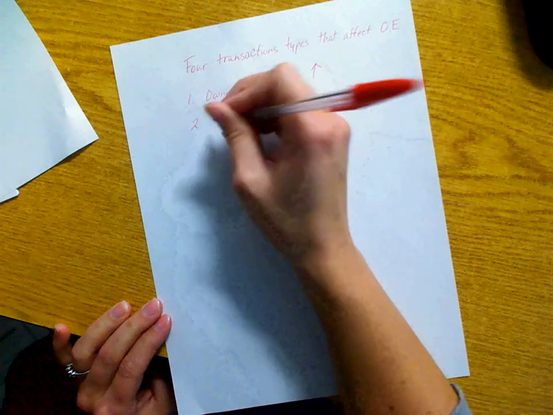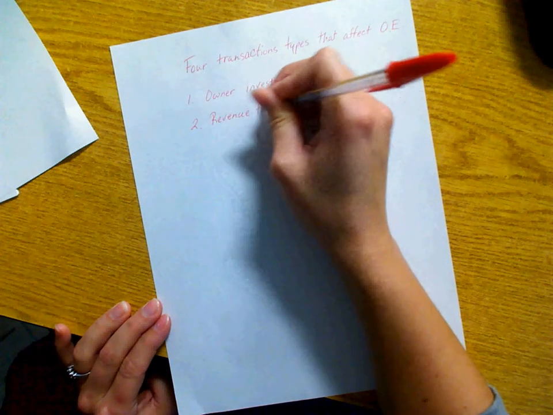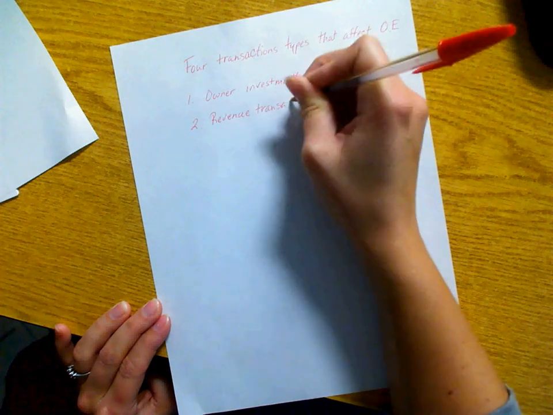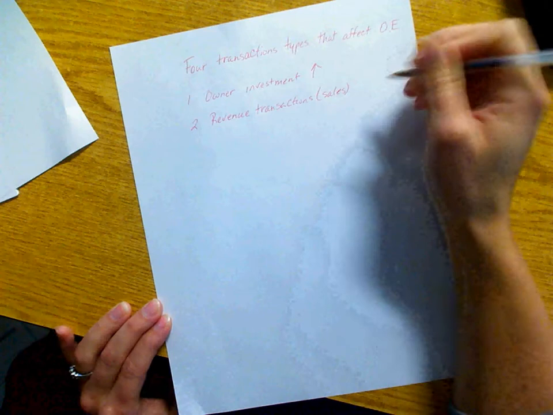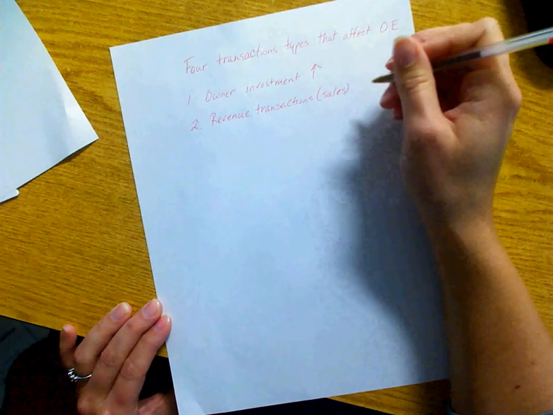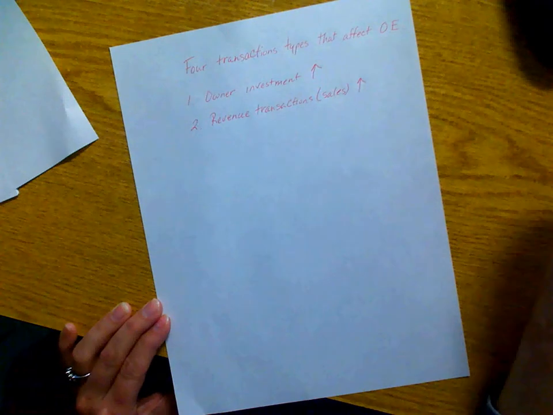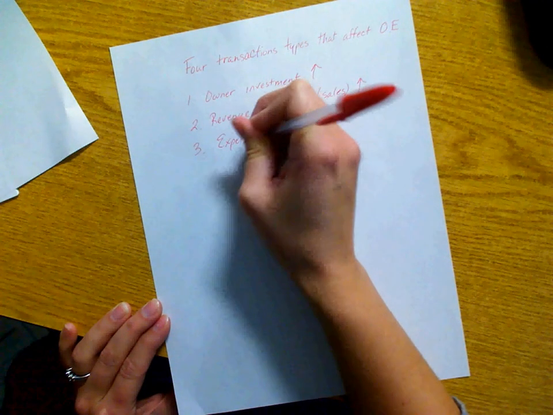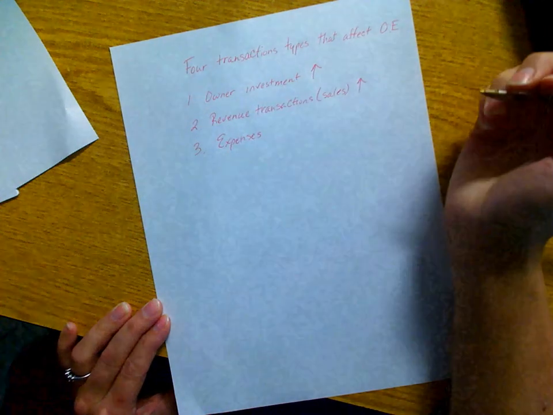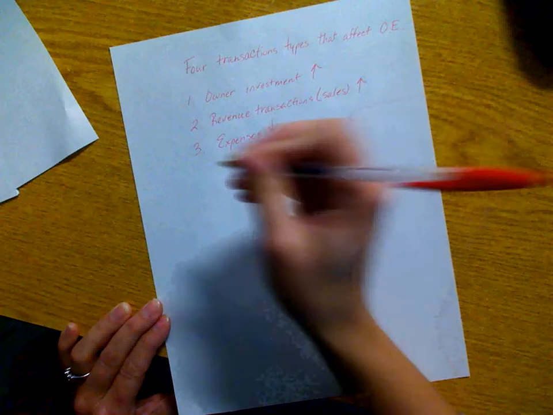2 would be revenue, transactions, or sales. Is that going to make owner's equity go up or down? It's going to make owner's equity go up. 3 is expenses. Is that going to make it go up or down? Down, right? Expenses decrease owner's equity.